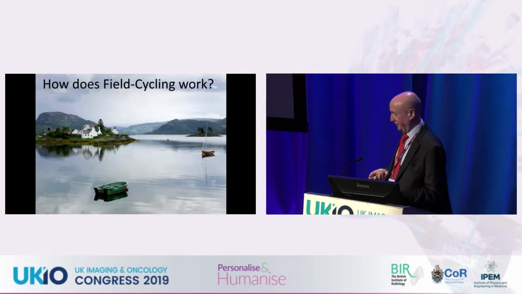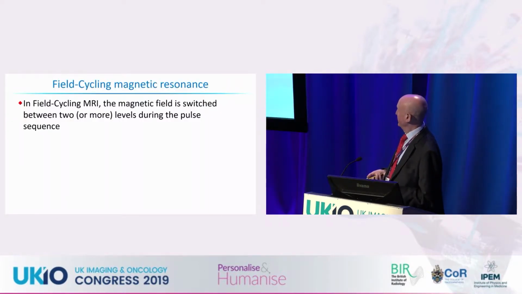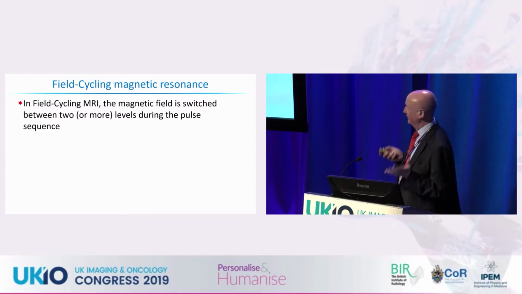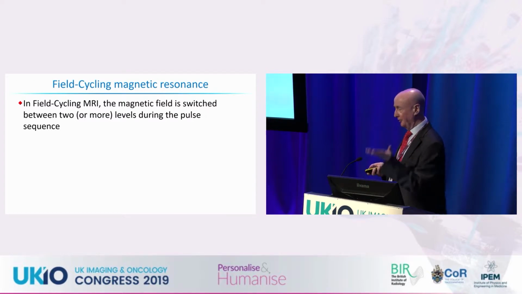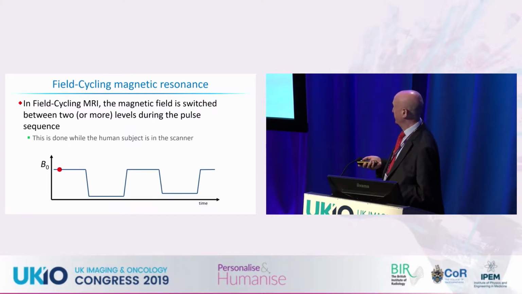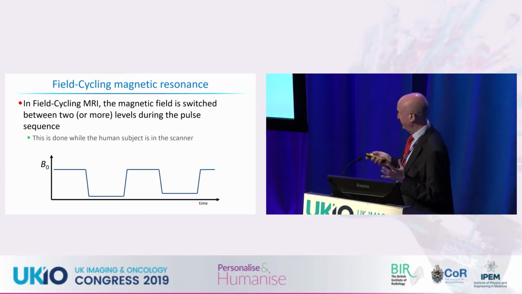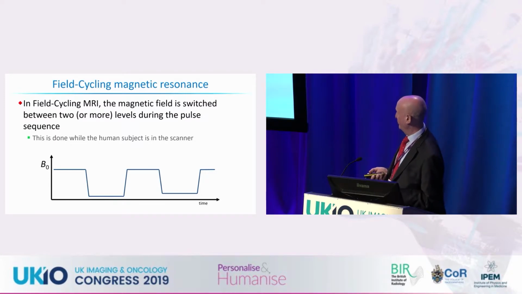So how does this field cycling method work then? A bit more detail about how it actually works. So in field cycling MRI, the magnetic field is switched between 2 or sometimes 3 levels during the pulse sequence. While the patient's in the scanner, we switch the field up and down. So it's a bit like this. Here's a graph of magnetic field as a function of time, and the field is going down, up repeatedly. So that's the basic concept of what we do.